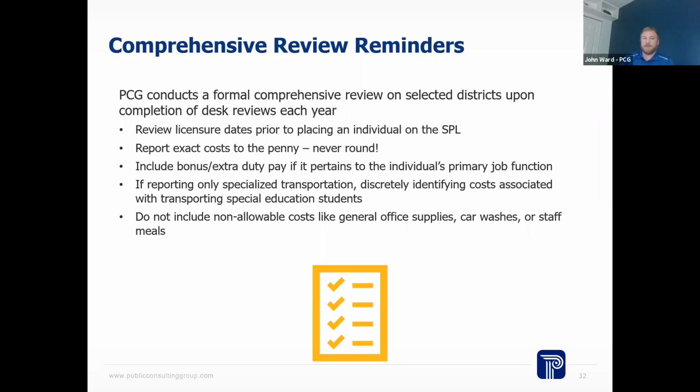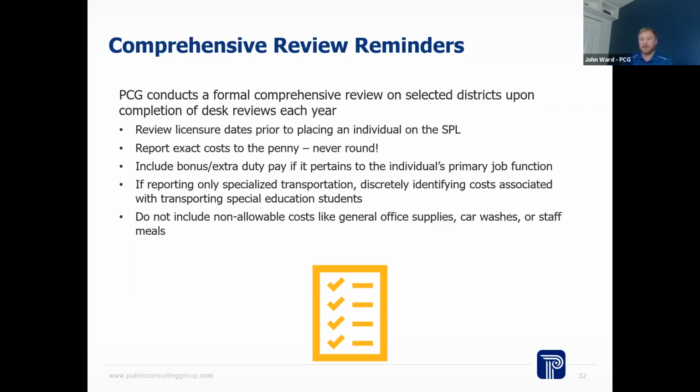Okay, so just some brief comprehensive review reminders and really just compliance reminders in general. Always review licensure dates prior to placing someone on your staff pool list. It's fine if their licensure lapses during the year as long as they renew it. Or if it lapses and they're not going to renew it, or if there's a span where it's not renewed, you should be removing that person from your staff list.